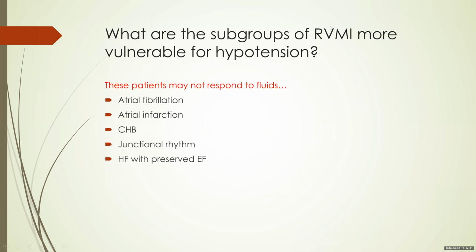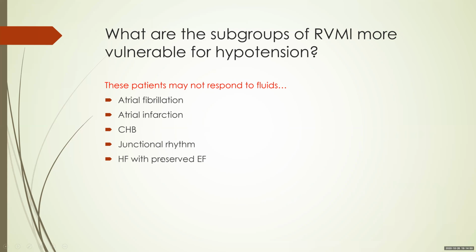So what are the subgroups of RVMI which are more vulnerable to hypotension? These are the patients who don't respond to fluids. Because the right atrium is rendered ineffective, like atrial fibrillation, atrial infarction as said before, complete heart block and junctional rhythm. In these cases, the atrium will contract against a closed tricuspid valve, so the blood is not transmitted to the right ventricle. The last is heart failure with preserved ejection fraction. I shall do a video on this a bit later.